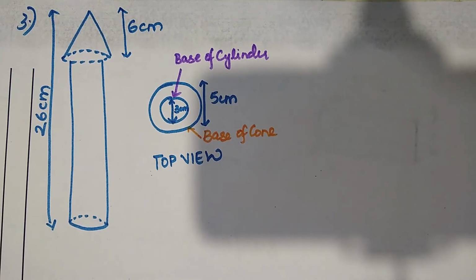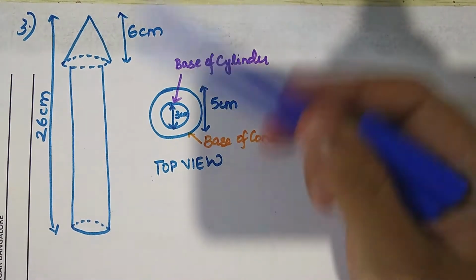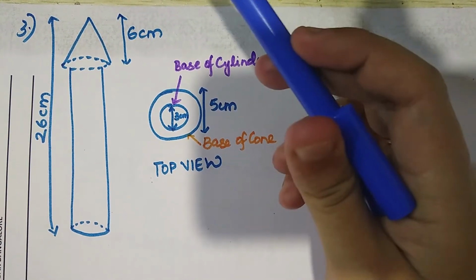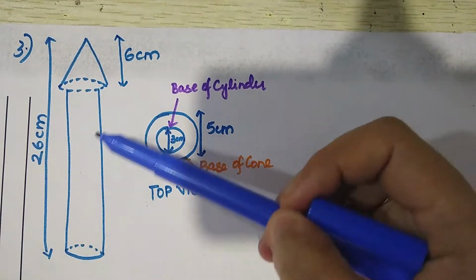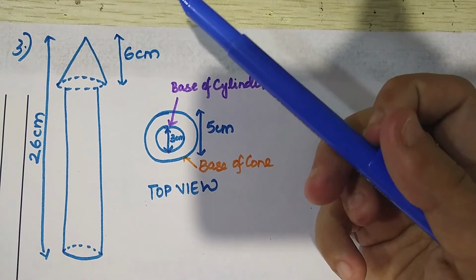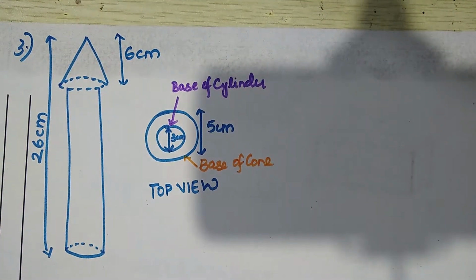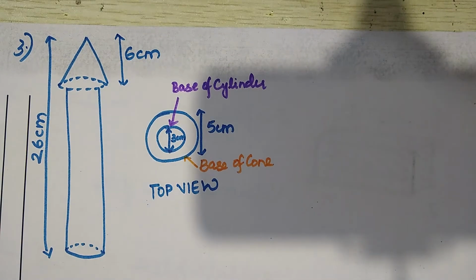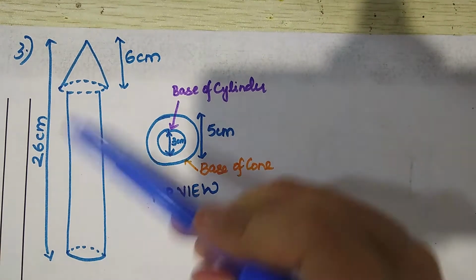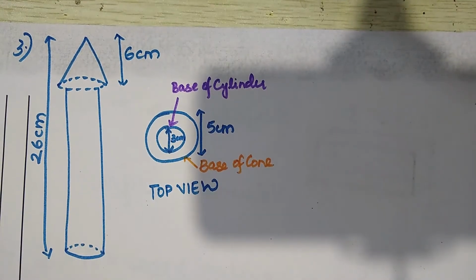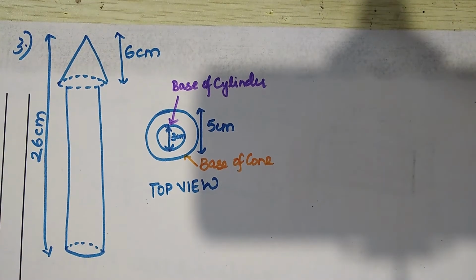So this is your third question. This diagram that I have drawn here is supposed to be a rocket. This rocket has to be painted on the surface. Of course, you paint things on the surface. So this surface of the rocket has to be painted. So what you have to find is the area that has to be painted, which means you have to find the total surface area of this whole rocket.